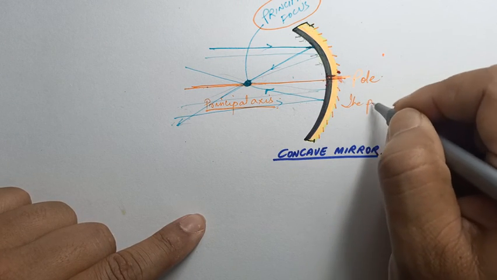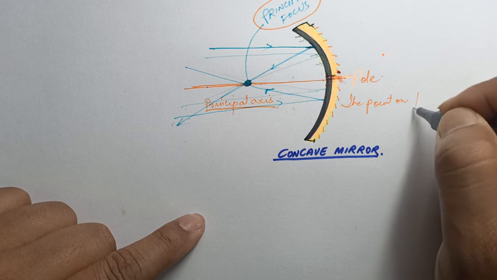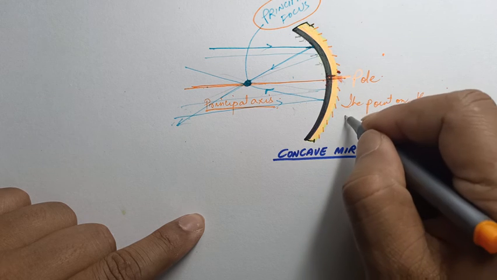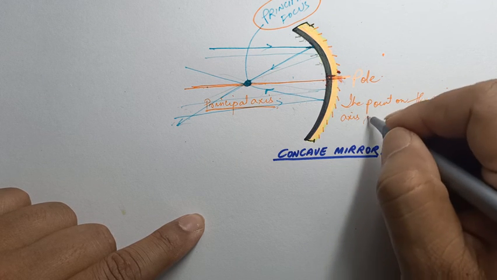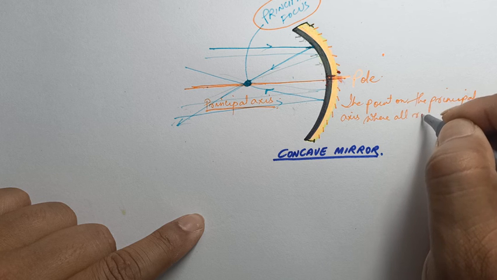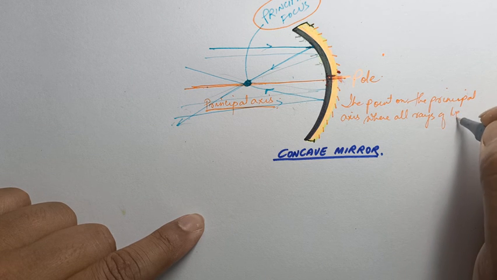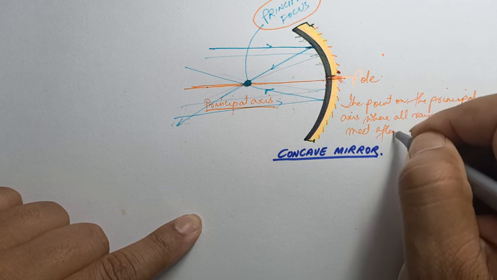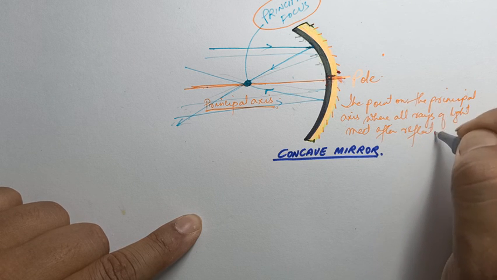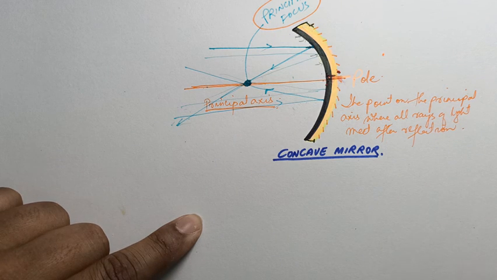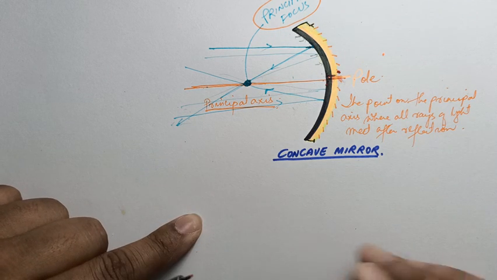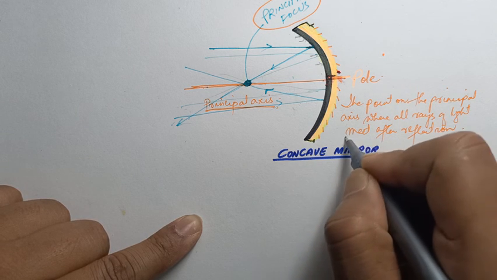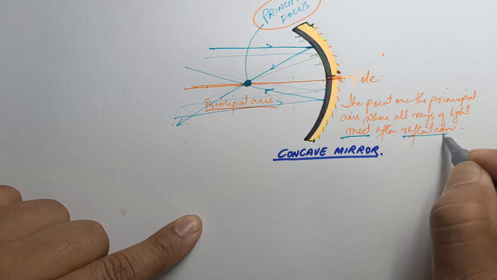The point on the principal axis where all rays of light meet after reflection. Okay, where all rays of light meet after reflection, the point on the principal axis. The point on the principal axis where all the rays of light meet after reflection.